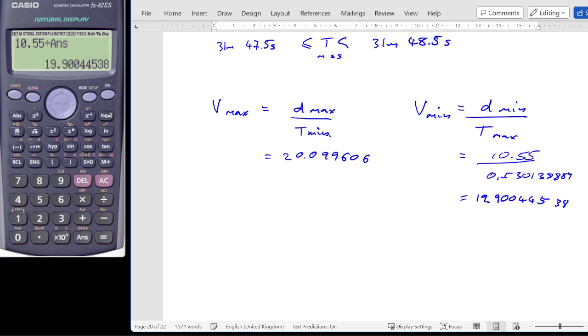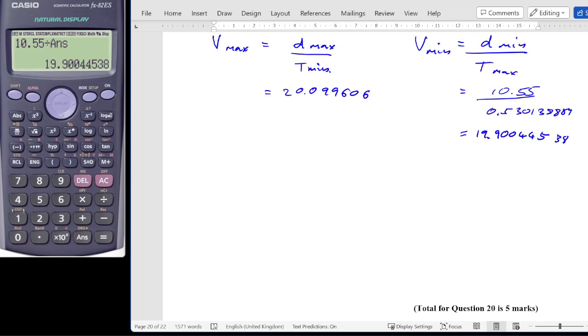19.90044538. So if we compare these two numbers then, if I was to round to one significant figure, they would both be 20. If I was to round to two significant figures, again, they'd both be 20. If I was to round to three significant figures, this one would be 20.1 and this one would be 19.9. So we're out, so we go to the point where they're both the same. So I'm going to go 20 kilometers per hour to two significant figures. And my reason would be, as both would round to this value.